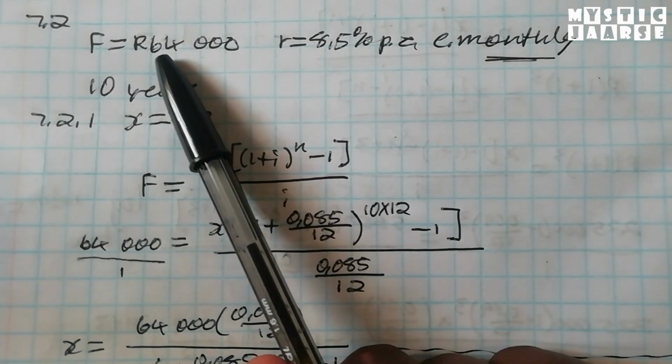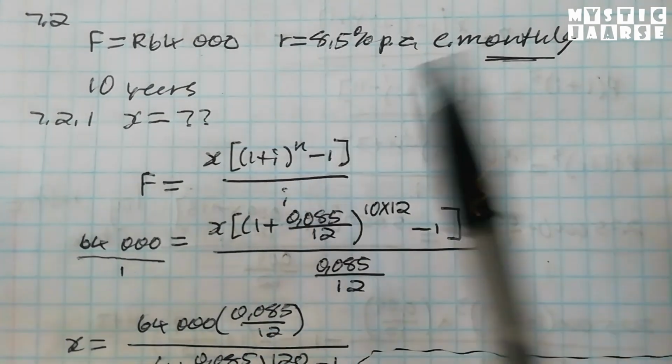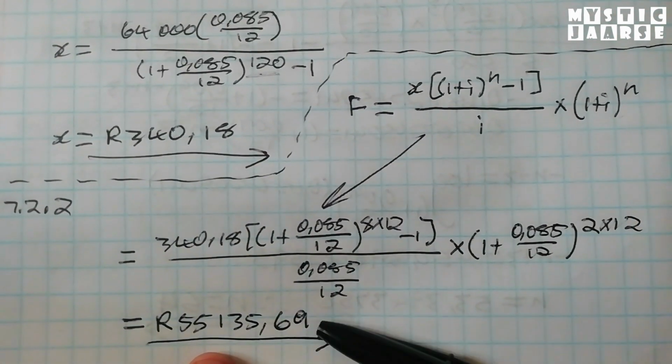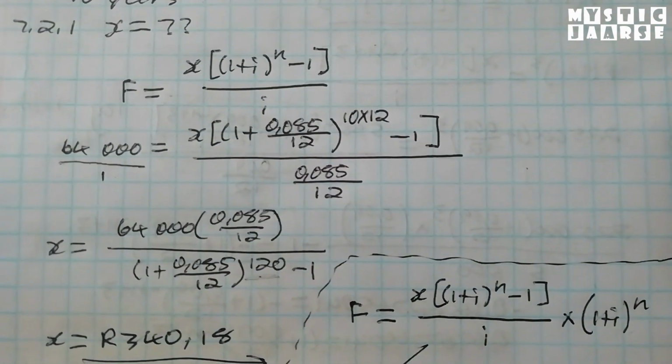Now this is not the amount of money that he wanted to have after 10 years. Remember that Andile wanted to have 64,000 rands, right? But then he didn't make payments for 2 years. So it makes sense for this value to be less than 64,000 rands.